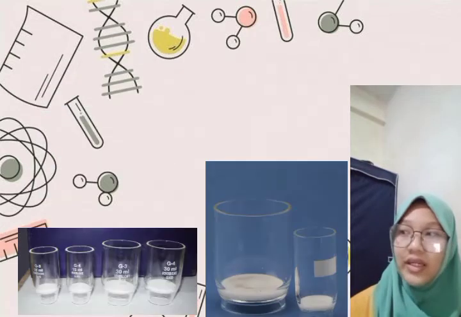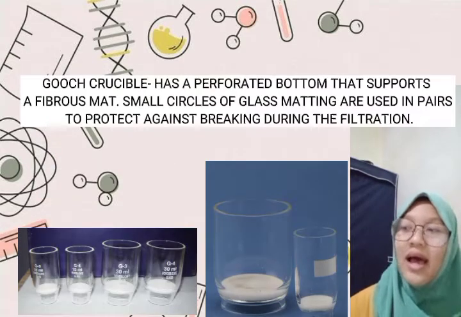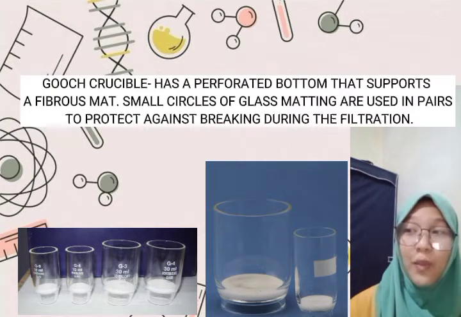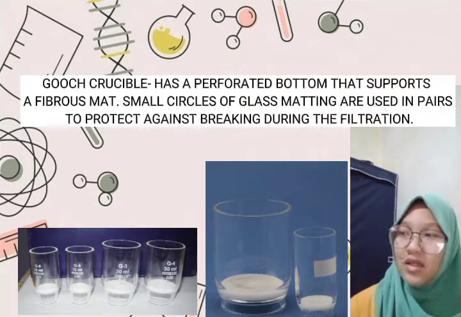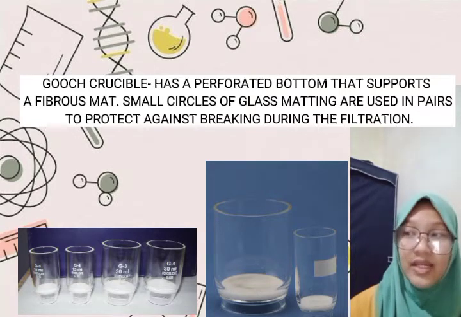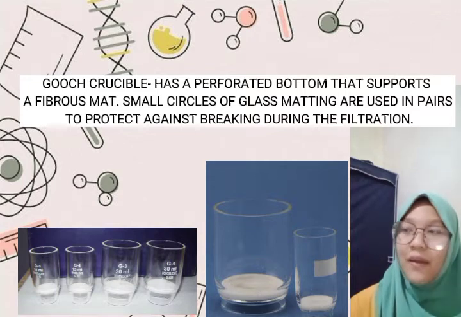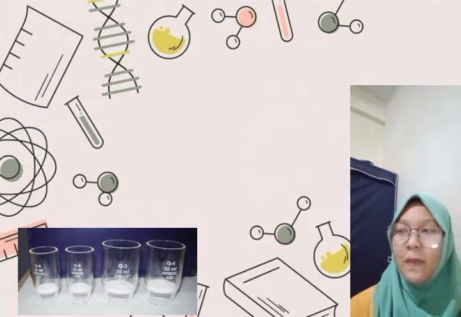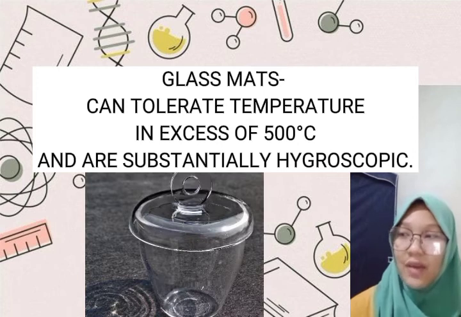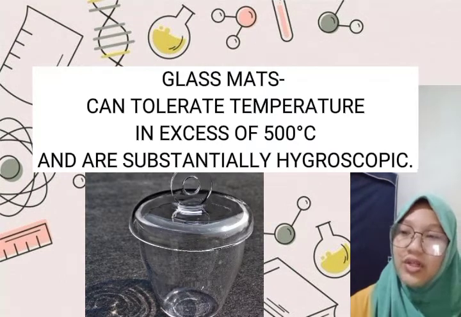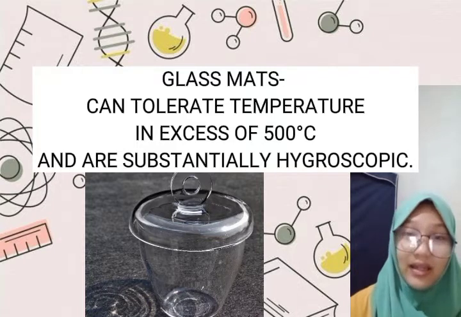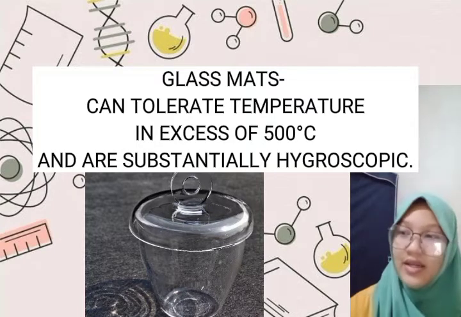The second one is a Gooch crucible, which has a perforated bottom that supports a fibrous mat. Small circles of glass matting are used in pairs to protect against breaking during the filtration. The third one is the glass mats, which can tolerate temperatures in excess of 500 degrees Celsius and are substantially less hygroscopic.